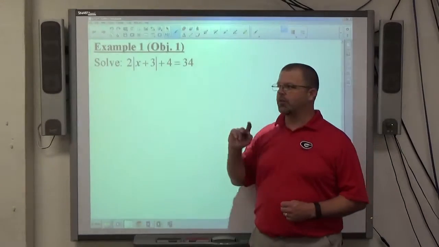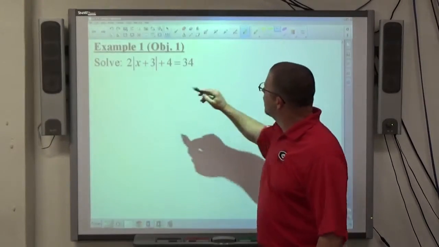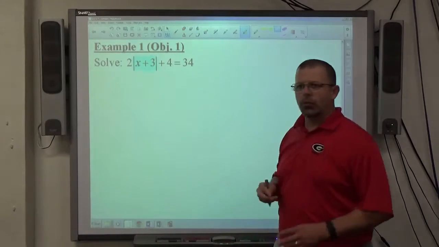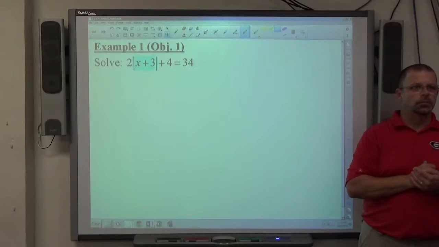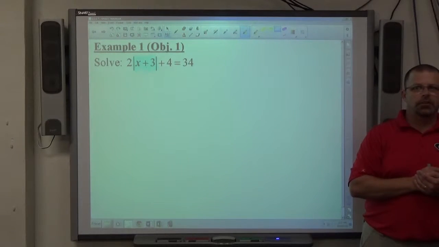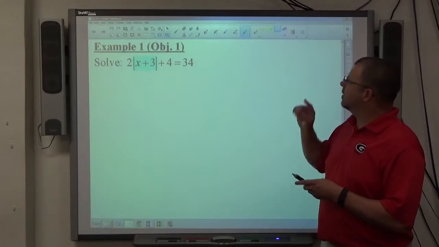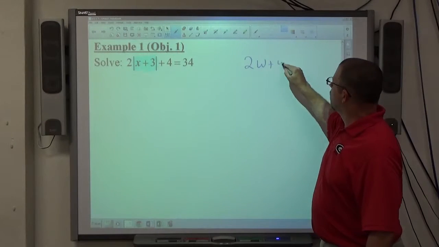But never an equation. And the main thing to think about here is this absolute value expression is your first priority. What you want to do is get the absolute value expression by itself equal to some number. Doesn't matter what the number is yet, okay? But we want to get it equal to some number. So pretend it says, I don't know, 2w plus 4 is equal to 34.